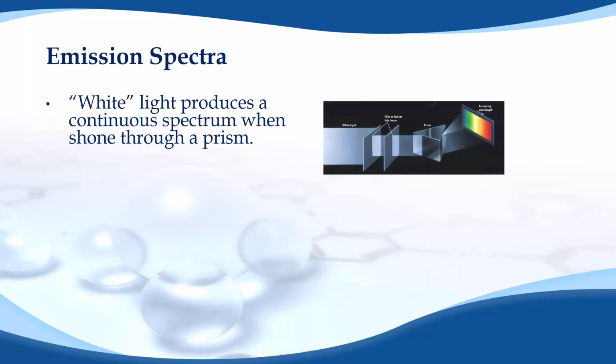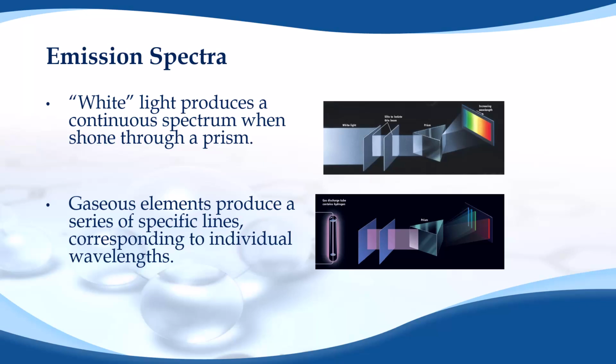Bohr, when he did this with hydrogen gas, found a completely different result. When he took hydrogen gas and shone that through a prism, he didn't get a continuous spectrum. He got a series of 4 lines. Right? He got a dark bluish indigo line, a light blue line, a yellowish green line, and then a red line.